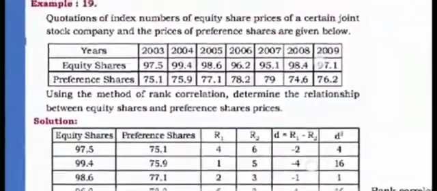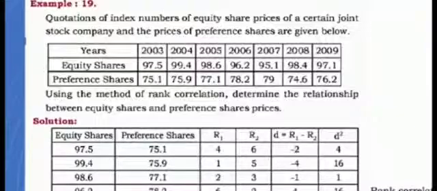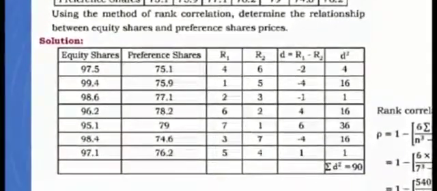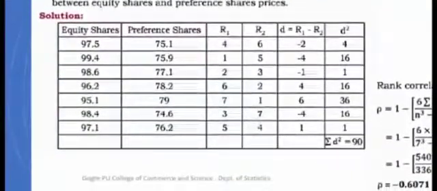Next also is the same thing. Quotations of index numbers of equity share prices of a certain joint stock company and the prices of preference shares are given below. Then years are given, equity shares and preference shares. Using the method of rank correlation, determine the relationship between equity shares and preference shares price. Equity shares is nothing but X, preference share is Y.